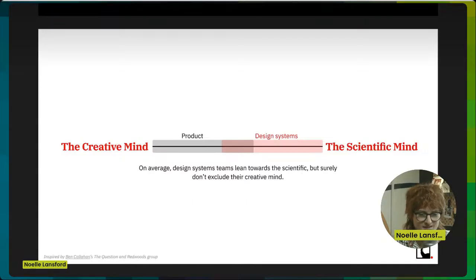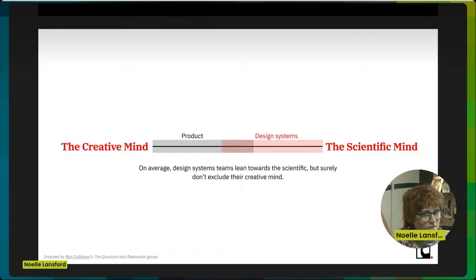And in my opinion, oftentimes design systems teams tend to lean a little bit more into the scientific mind, and product designers or developers tend to lean a little bit more into the creative mind. There's definitely overlap, but I think that's typically where we see those teams lean.